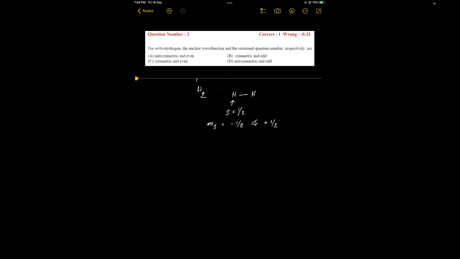So let's say for the first hydrogen atom the orientation is up spin, and for the second atom the orientation is also up spin. In this case, the spins of the two hydrogen atoms are aligned parallel to each other, right? Parallel spin. So this type of hydrogen, where the two hydrogen atoms have nuclear spins aligned parallel to each other, is called orthohydrogen.